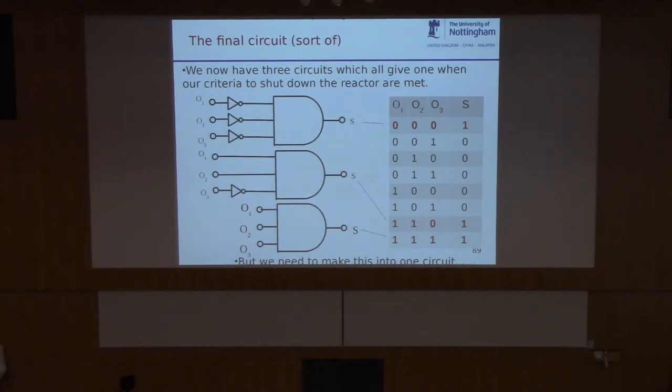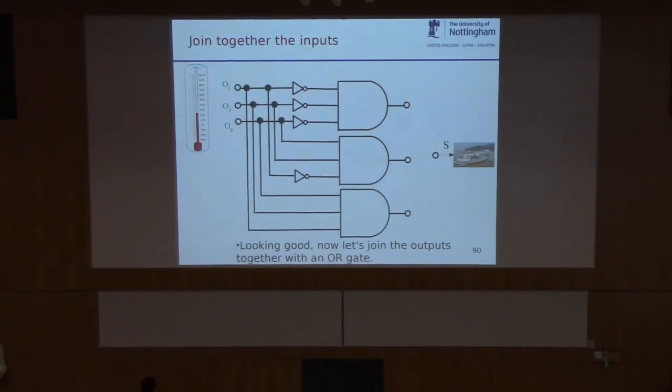Now then, we're almost there. We've just got to do a little bit of joining stuff together, and we're done. So what we do is, firstly, we couple together all the O1 inputs of our gates, all the O2 inputs of our gates, and all the O3 inputs of our gates. This means the output of the thermometer gets put onto all of our circuits at the same time. Okay, so they all see what the thermometer is giving us.